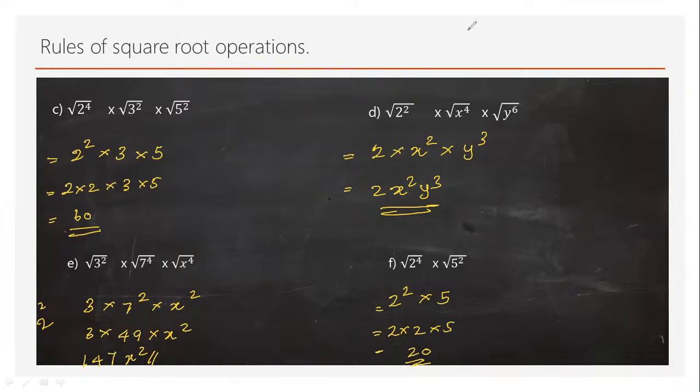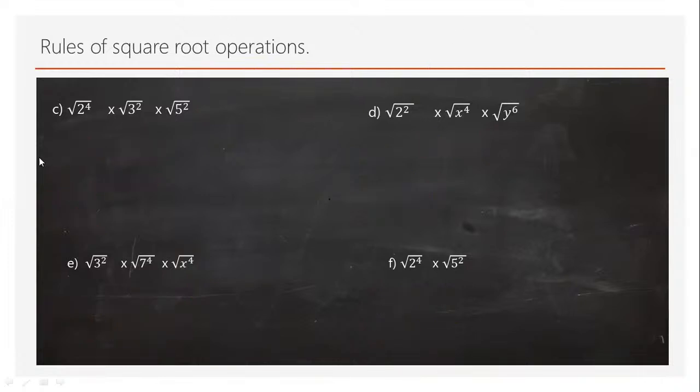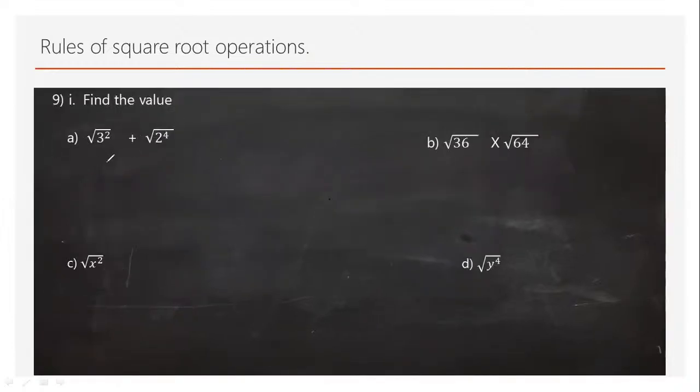Yeah, then we'll go to the next page. Find the value here: 3 to the power 2 plus 2 to the power 4. When we are doing this, we have to do it separately, like multiplication, we can't do that separately. Then 3 to the power 2 means you have to get the value here: 3 to the power 2. That is 9, the square root of 9 is 3.